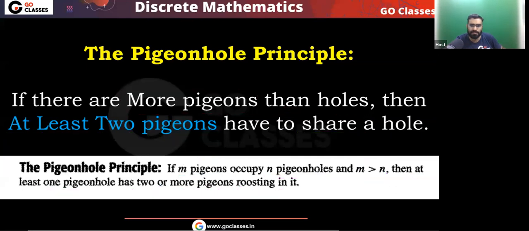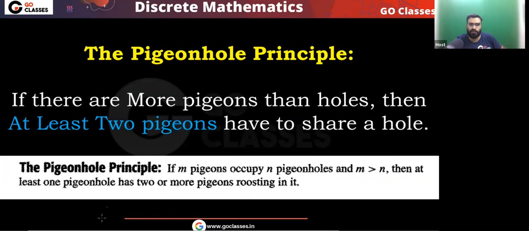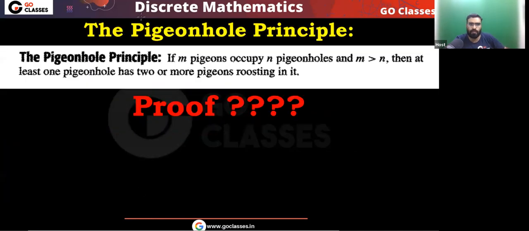Very simple, right? This pigeonhole principle, isn't it obvious? If you have 5 people and there are 4 rooms, at least 2 people need to share a room, right? At least 2 people will go to the same room. Whatever you do, very simple. So how can you prove it? Let's see how to prove it.